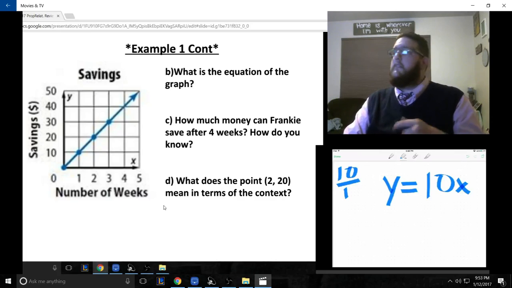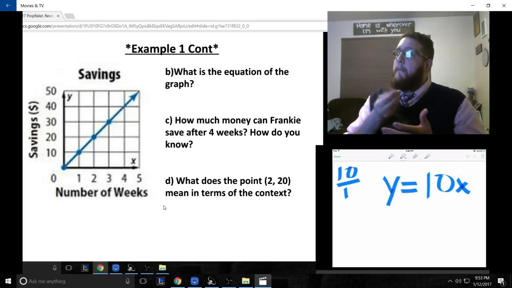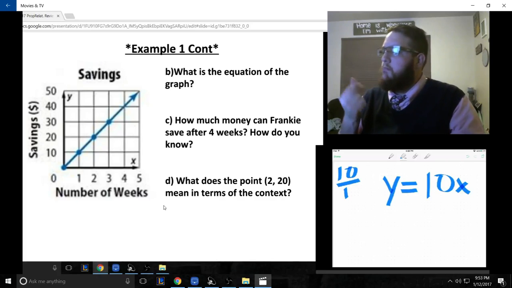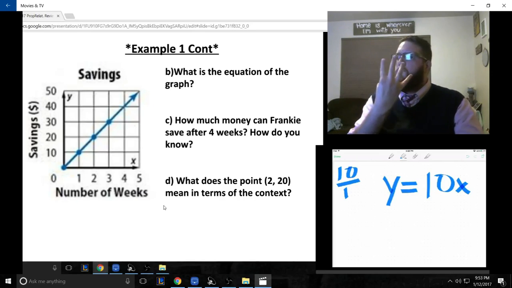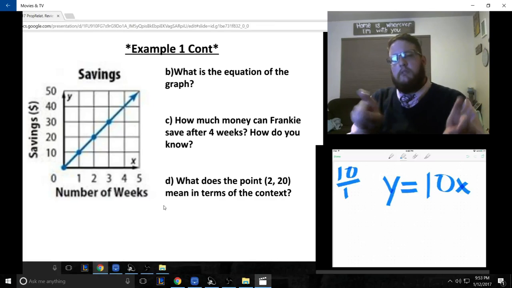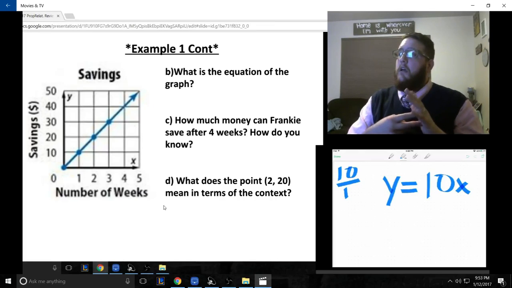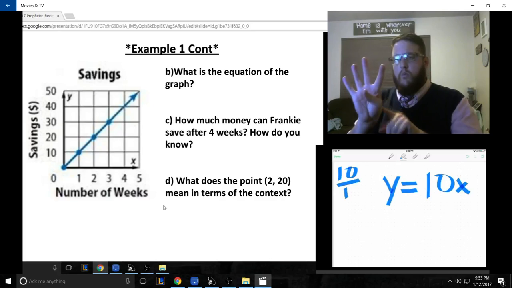For C, it says, how much money can Frankie save after 4 weeks? How do you know? So there are a couple of ways to do this. You could go to the place where it says 4 weeks. So notice at the bottom, the x-axis, it's labeled as weeks. So you could go to the 4th week and then find the corresponding dot on the graph, on the line. Or you can substitute and use our equation.